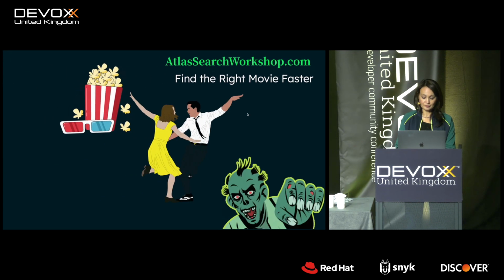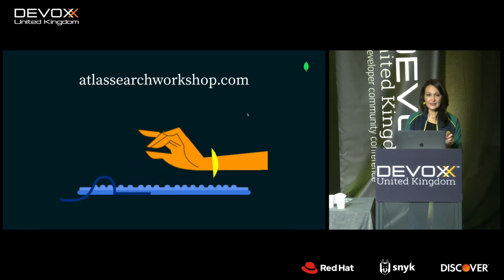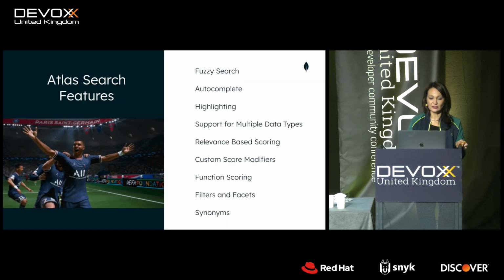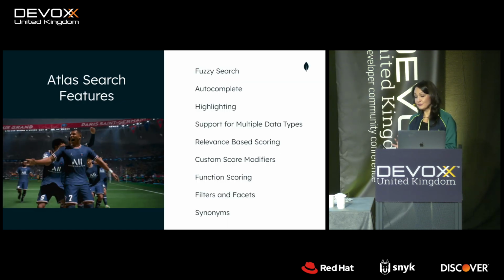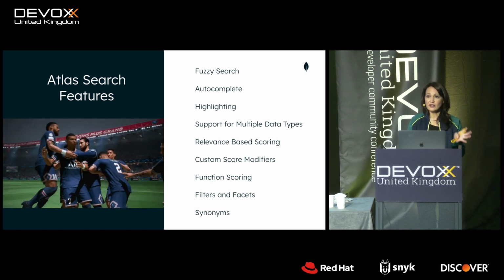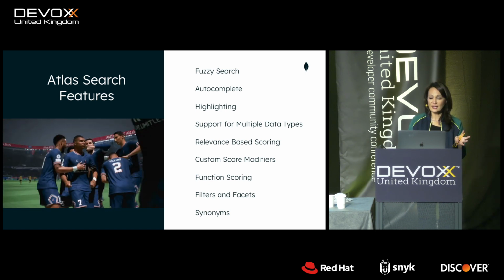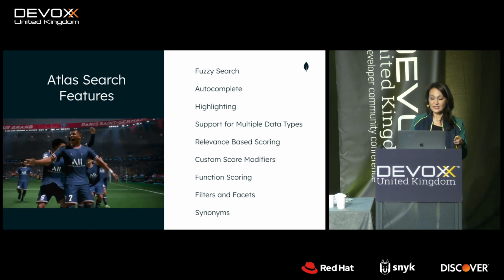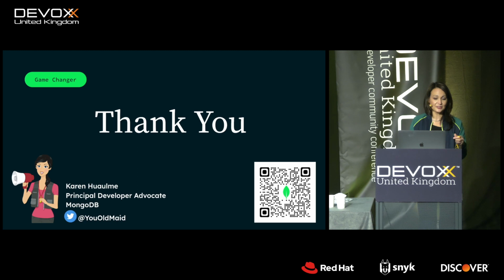The nice thing about this tutorial is it's a new type of tutorial. It's not just reading. You get your hands on the code. So we covered a lot. We've got about 5 minutes left. I want to answer all your questions, but we covered a lot. Thank you very much. Fuzzy search, autocomplete, highlighting, multiple data types. I didn't cover highlighting, but that's one thing. Custom score modifiers, filters, facets.